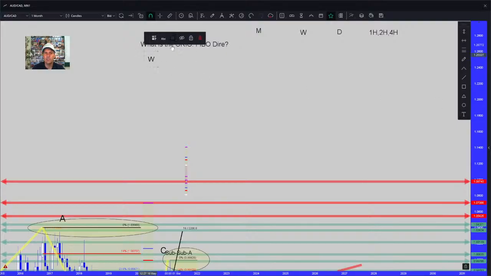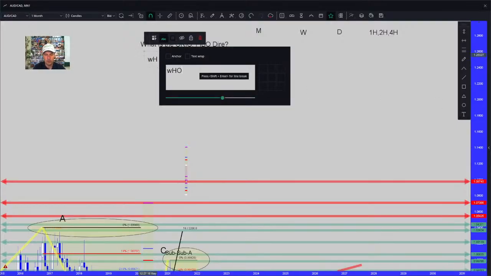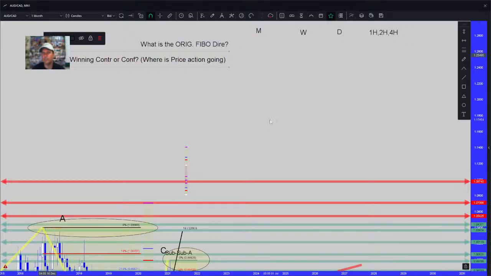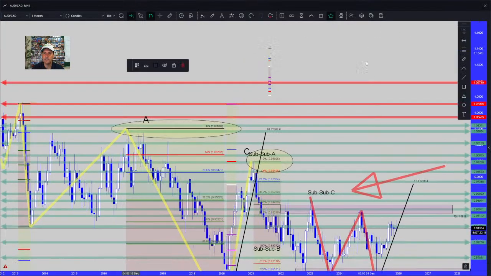Okay. Second question: who is winning, contrarian or confirmation? So where is price action going? Okay, everybody, those are the two basic questions that you're going to ask.